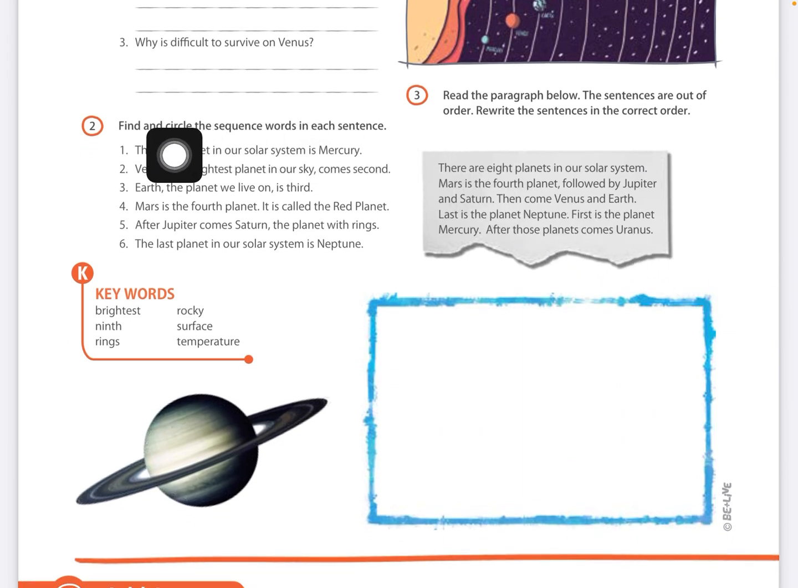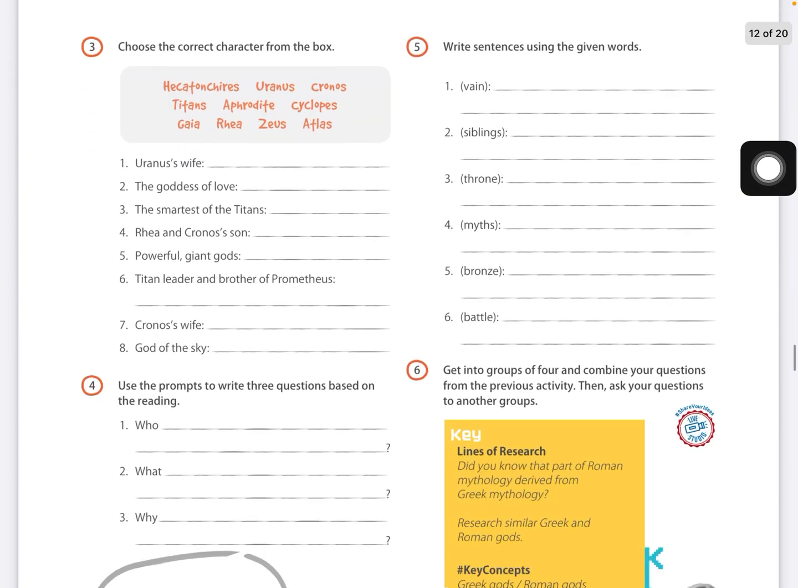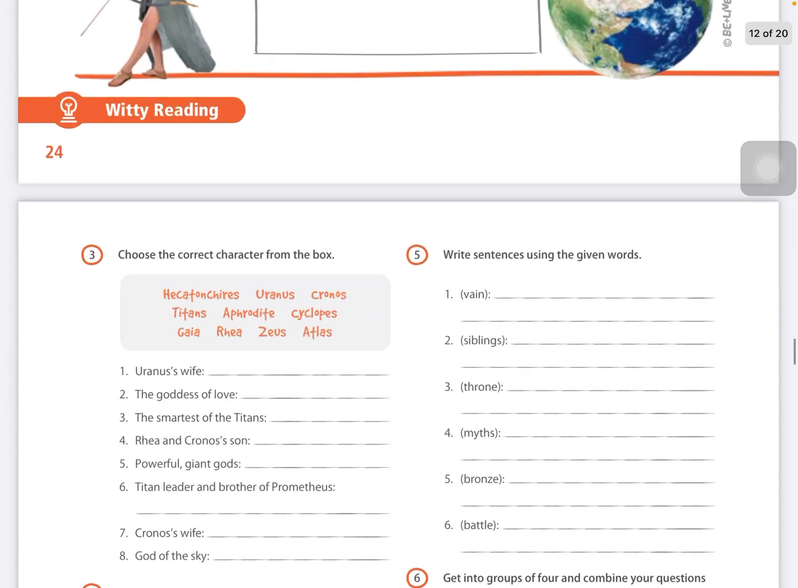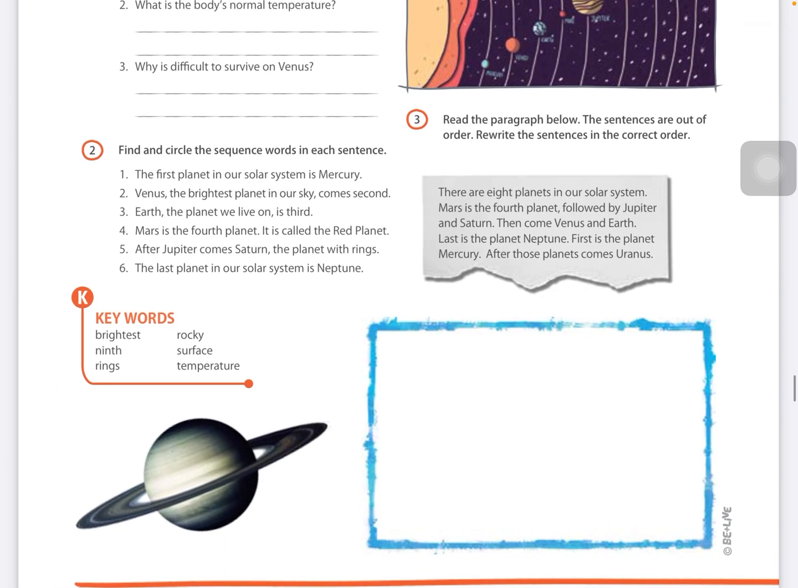Then you go to page number 26, and you go to point number 2. Find and circle the sequence words in each sentence. According to the topic of sequence that we are going to watch in class and doing different things, which one is first, second, third, fourth, fifth, sixth, seventh, eighth, and ninth, you're going to decide. Circle the sequence word.